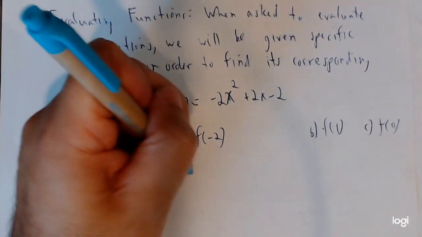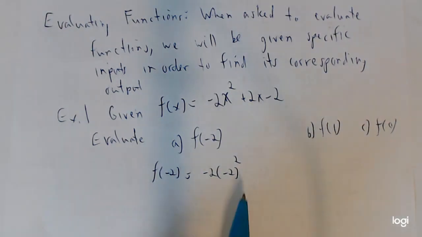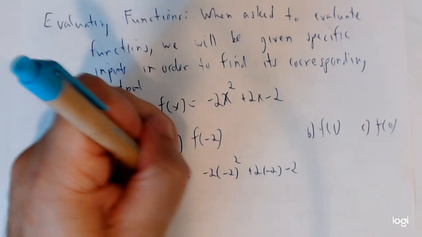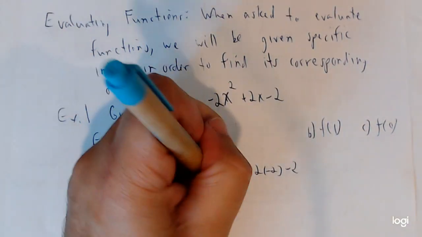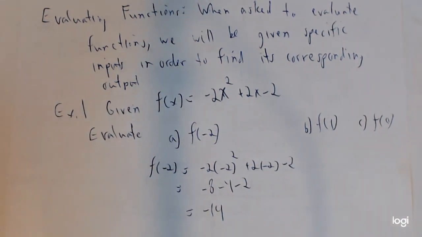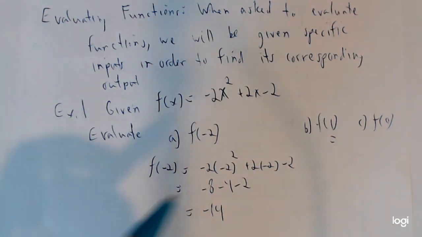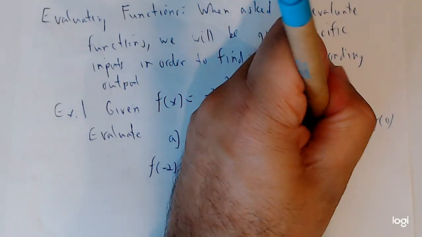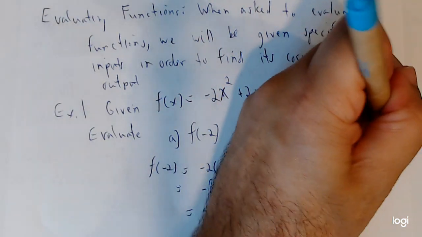But this shouldn't be anything new to you. So f of negative 2 will literally just be, what am I doing here? I'm just replacing negative 2 in for x, and this becomes 4 times negative 2, which is negative 8. 2 times negative 2 is negative 4, minus 2, which ends up being negative 14. Right? So f of 1, same idea. I'm just going to give you the answers to these, and then if you want to, you should do the steps to verify them. If I plug in 1, I get negative 2. Okay? And then if I plug in 0, I also get negative 2.